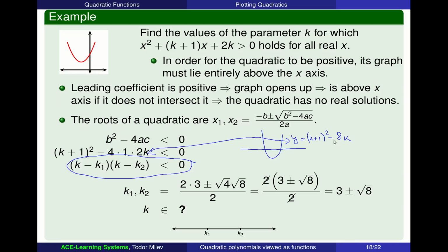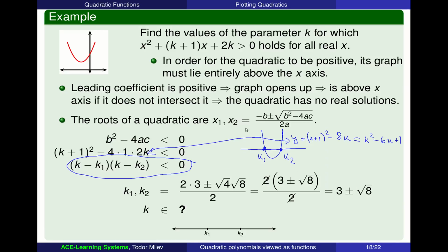That's a quadratic function. We can also uncover the parentheses and rewrite it as a proper quadratic function. If you remember, when we uncover the parentheses, that turns out to be k squared minus 6k plus 1, something of that sort, right? So that function is k squared minus 6k plus 1, and I can plot it. Here is the first solution k1, and here's the second solution k2.